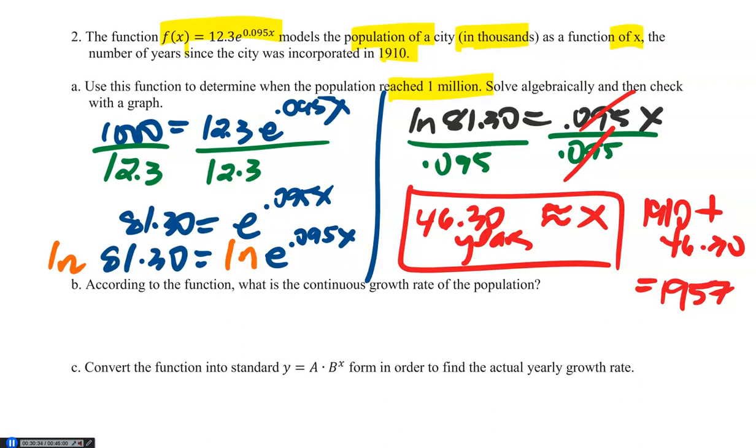According to the function, what is the continuous growth rate of the population? So we have that as 0.095, so meaning that is 9.5%.